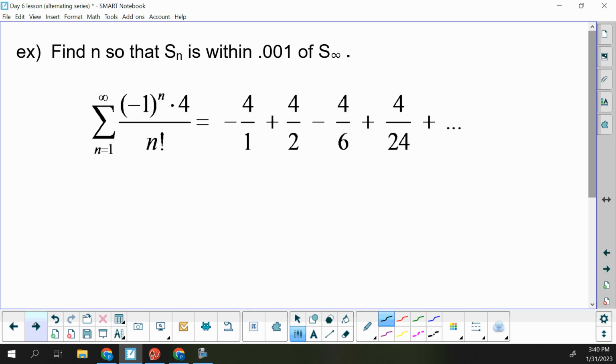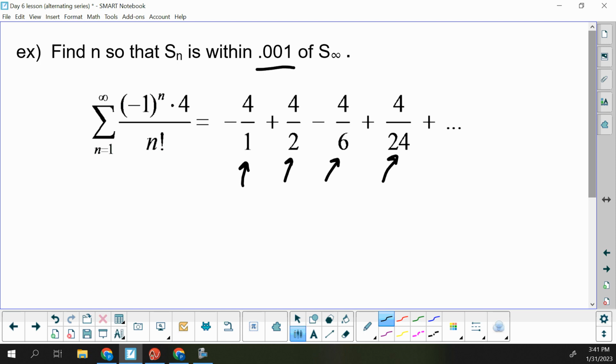Well, a couple ways we could do this. We could just look at the individual terms, find the first one that is 0.001 or less. That'll be the error term, so we should carry out our series to the term before it. You could do that, but we might have to go a really long ways. Like 4/24 is not close to 0.001 yet. So that's one option of how we could do that.